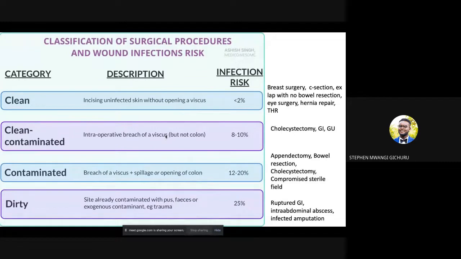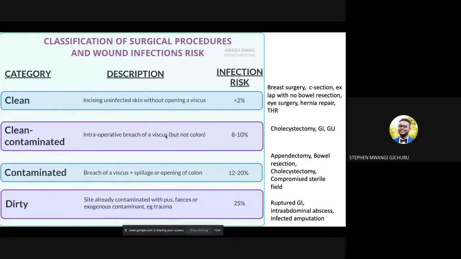The other ones are eye surgery, hernia repair, which is very common, and total hip replacement. You'll find that majority, if not all, non-traumatic orthopedic cases, especially for older patients, are usually clean wounds. Clean contaminated, as he said: in this situation, you're entering those hollow organs in a controlled environment. Again, most of the time you'll be doing it in theater. There's no inflammation and there's no spillage from those organs.